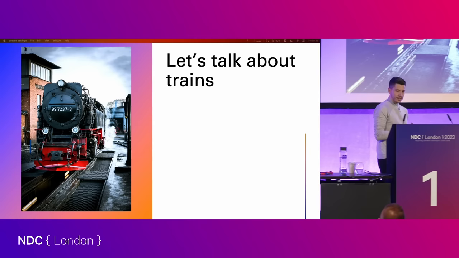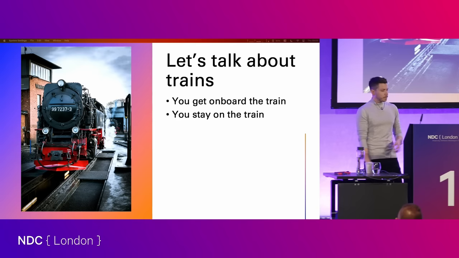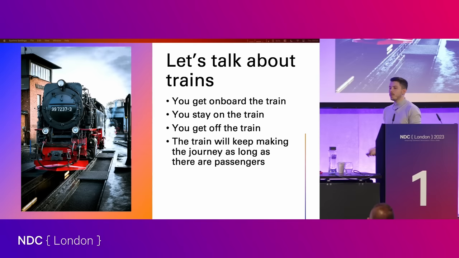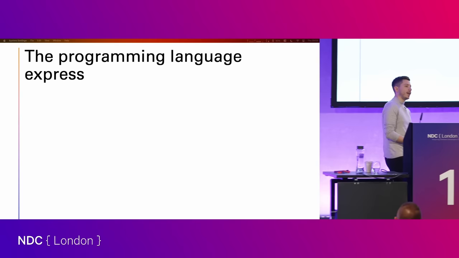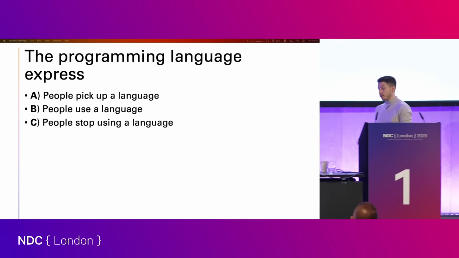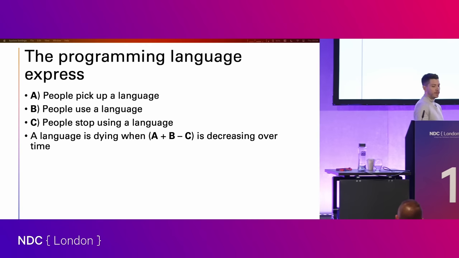You get on a train, you stay on the train, you get off the train, and the train will keep doing this journey as long as there are passengers. And this very much applies to many things in life, as well as in programming languages. So let's talk about the programming language express. People pick up a language, people use a language, people stop using a language, and the language is dying when A plus B minus C is decreasing over time.